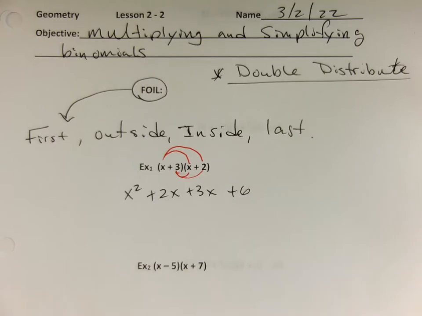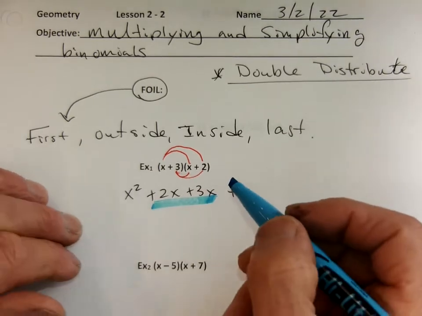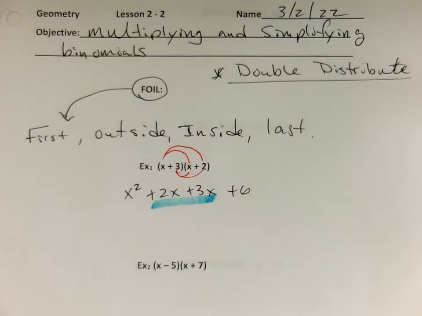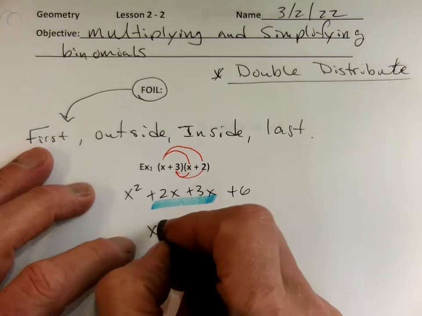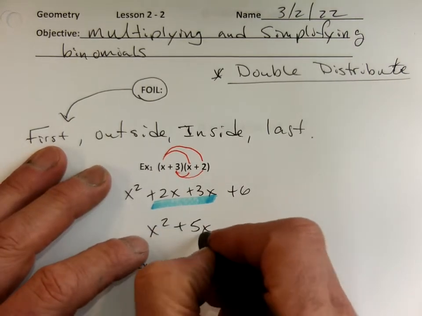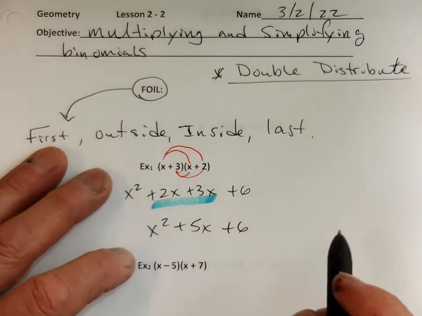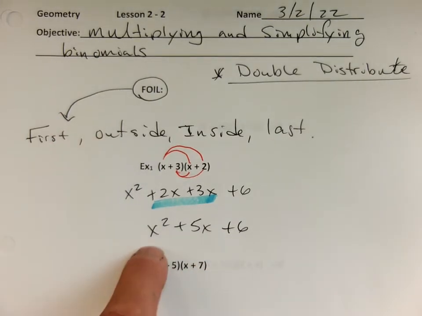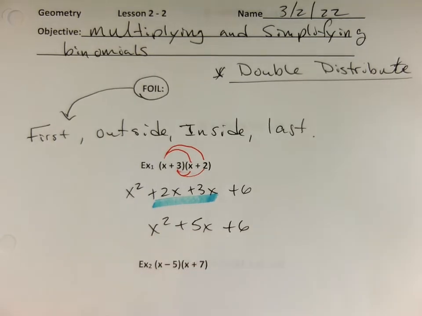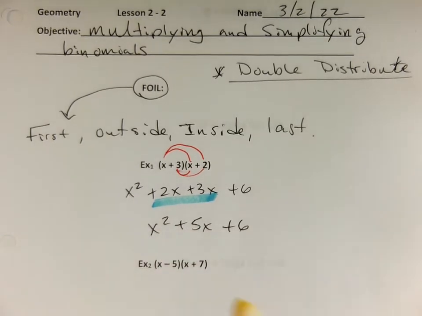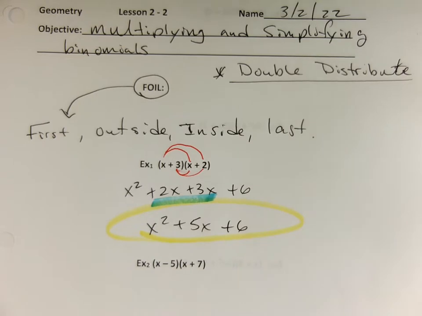Yeah, Grace, what do you see? You are awesome. Yes, totally agree. We can combine a 2x and a 3x because they're the same. So I would finish this problem with x squared plus 5x plus 6, and then I'm done, because I cannot add terms that are not the same. That's it. Thumbs up.